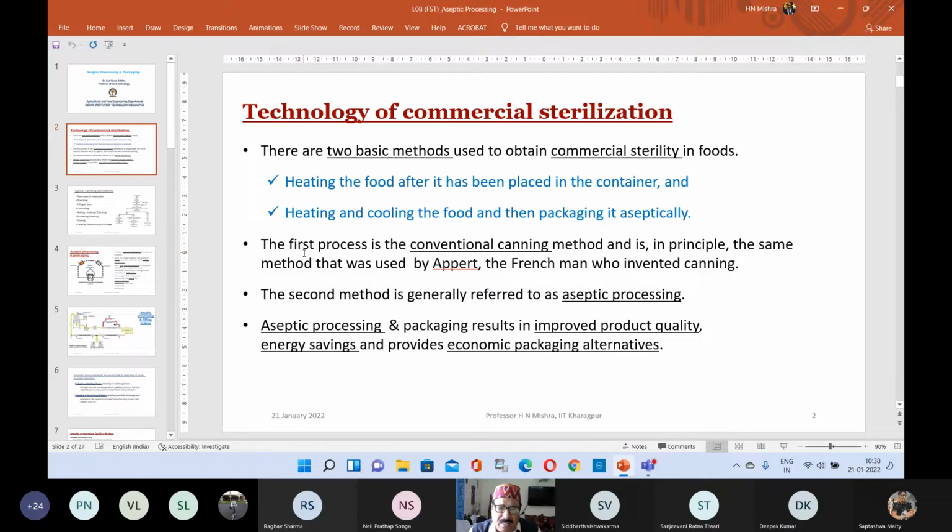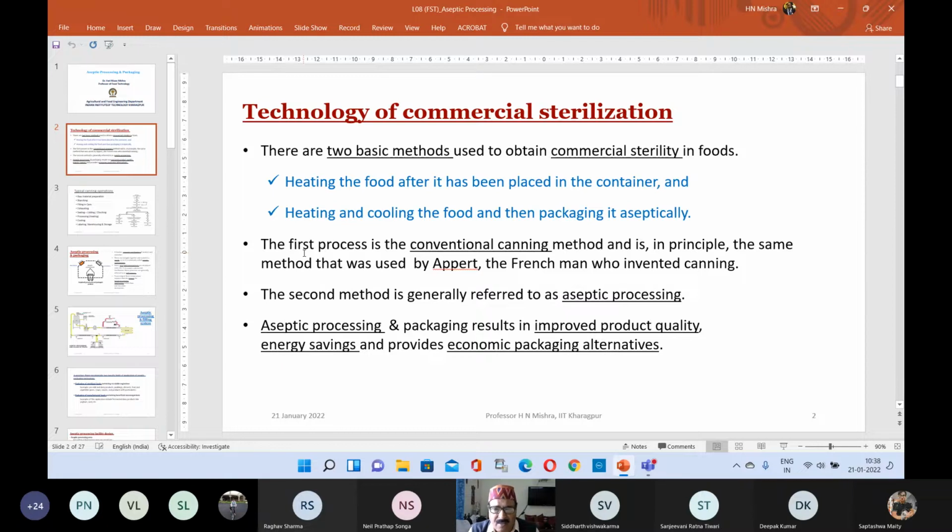So this led to another method, which has become more and more popular, known as aseptic processing and packaging. In aseptic processing and packaging, the food is heated and cooled without being packed. The packaging material is separately sterilized, and then the food is packed in an aseptic environment. Since the container is not the heat transfer barrier, heating is fast, and by giving less heat energy you can get the desired sterilization.